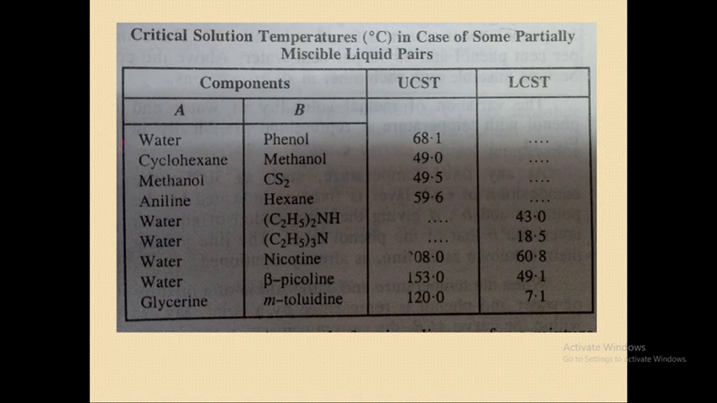Water and phenol system, their upper critical solution temperature is 68.1 degrees Celsius. So above this, the components become completely miscible. Cyclohexane and methanol have 49.0 degrees Celsius upper critical solution temperature, so above this, the solution becomes completely miscible. Similarly, methanol and carbon disulfide, 49.5, above this temperature it becomes completely miscible.